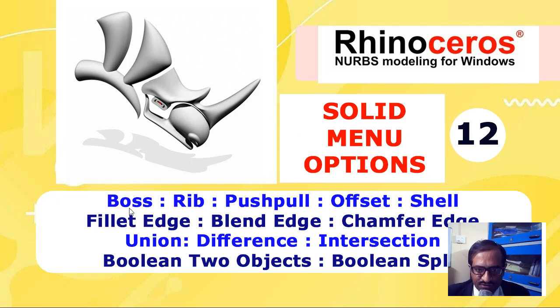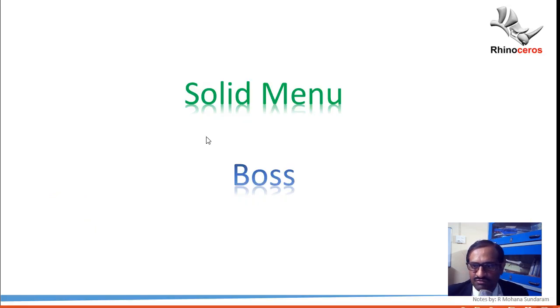Do the following options: boss, rib, push pull, offset, shell, fillet edge, blend edge, chamfer edge, union, difference, intersection, boolean two objects and boolean split. Okay, so let us start with the first option, solid menu boss.